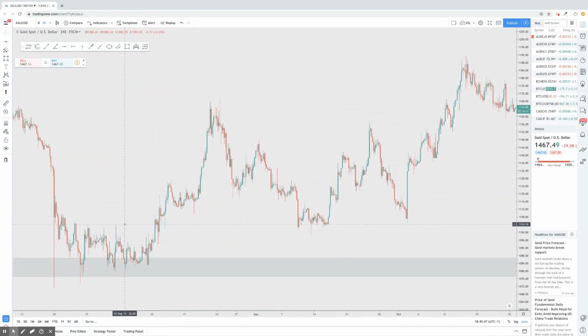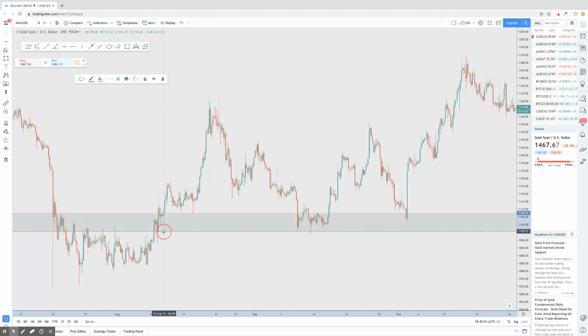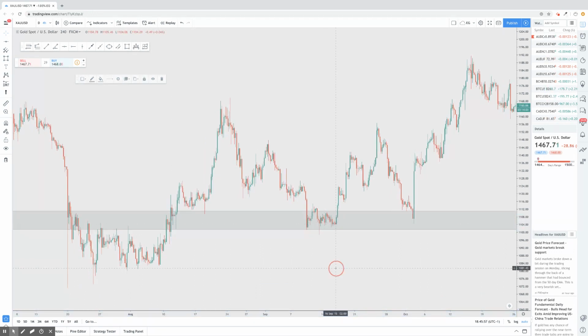Let's do it with support actually, so let's move this up. Now this should probably be a little bit smaller, but we're not looking at a perfect zone right now. I just want to give you the idea and the example, so we'll use this one. Buyers take control here. They come back down and they test this level, this zone.